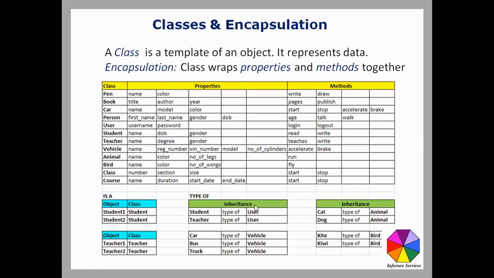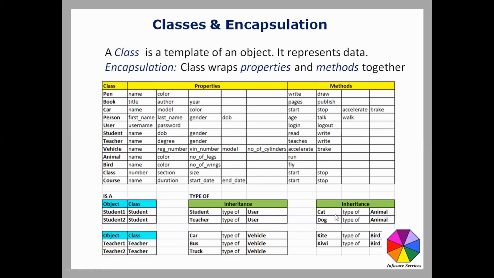And in inheritance, you have student as a type of user. When you have inheritance, you are using a parent class and its subclass or child class. So that's the concept of inheritance. Student can be a type of user. The user here is a parent class. Student is a type of user. Teacher is a type of user. So when you have a type of or a subtype of, that's inheritance.